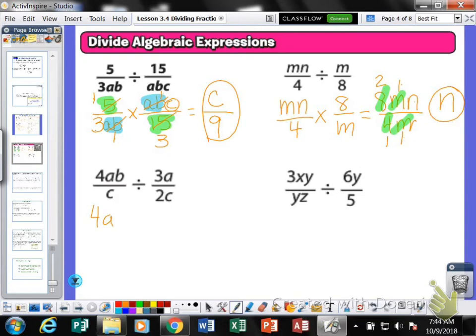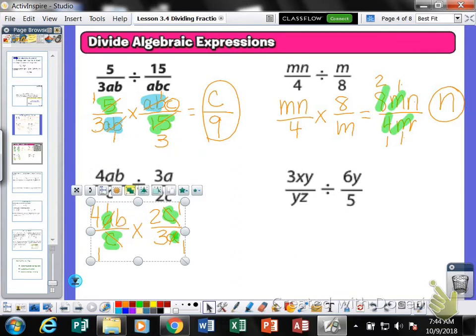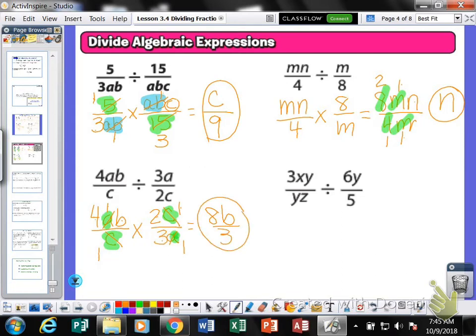So we have 4ab over c multiplied by the reciprocal, so flip the fraction, 2c over 3a. So I notice the c and the c, one in the top, one in the bottom. So those are gone. There's a 1 there and a 1 there. And then I notice just the a and the a. So that's a 1 and that's a 1. So now we have 4 times 1 times b, times 2, times 1. So 4 times 2 is 8, b, because there's no other variable, and then 1 times 3 is 3. And there's your final answer.